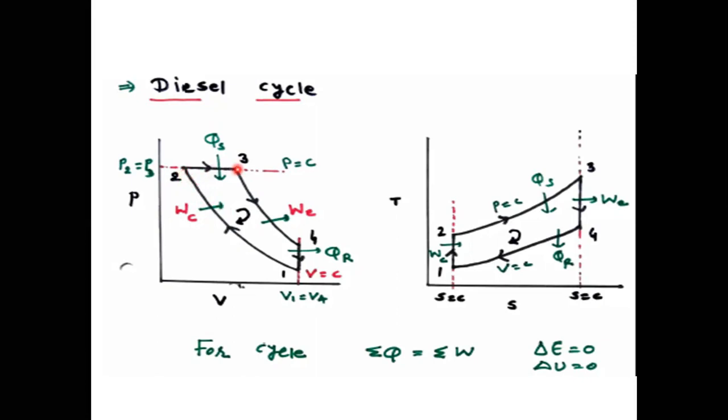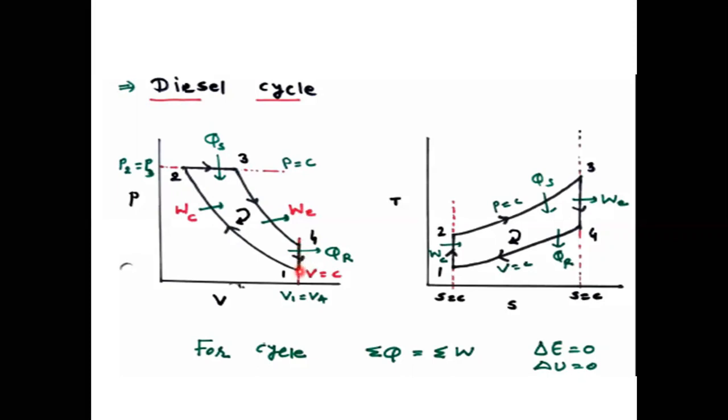2 to 3 is an isobaric process, you can see here, and during this process heat is supplied. Isobaric process means pressure constant, that is why you can see here P2 is equal to P3. 3 to 4 is a reversible isentropic process plus expansion process. Reversible isentropic process means adiabatic process, and expansion means expansion work is delivered by the cycle.